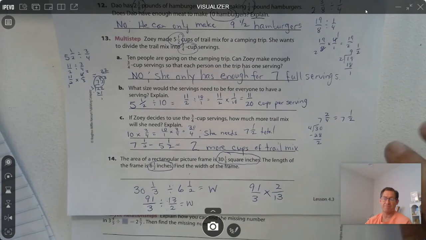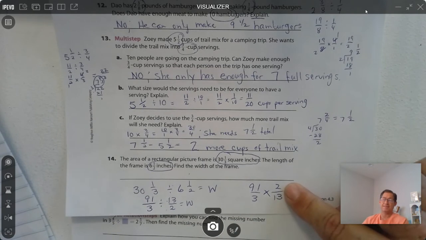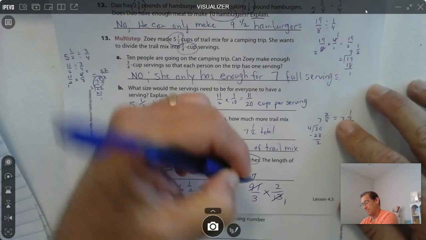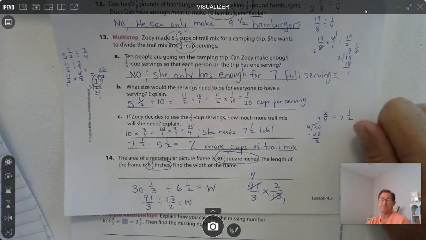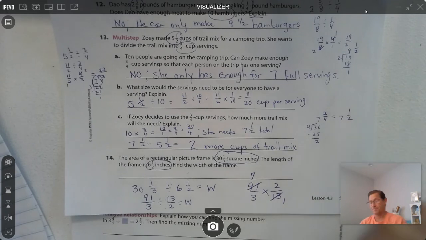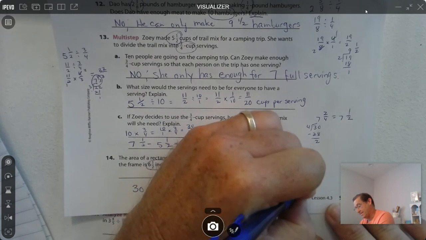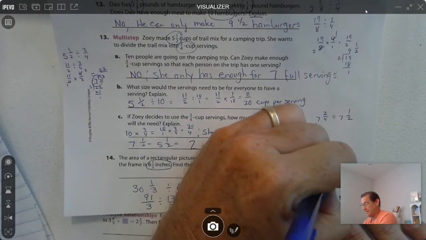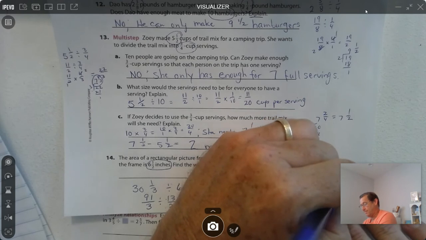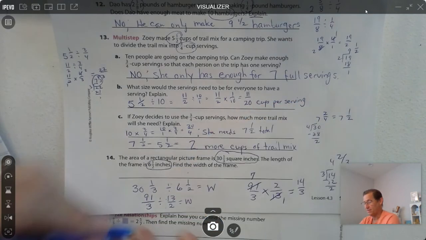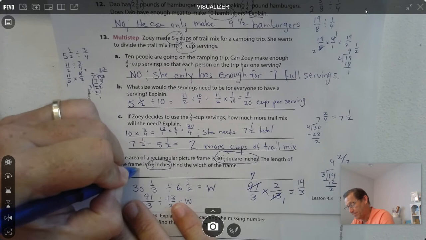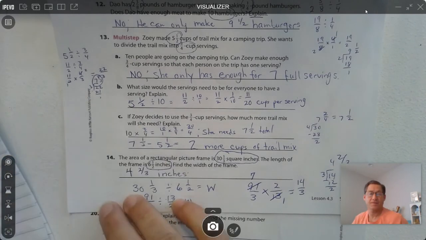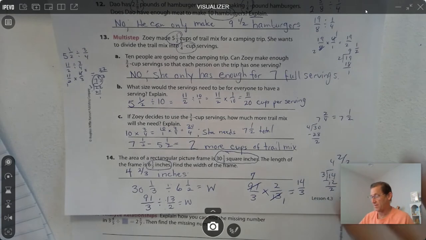Okay, 2 and 3 we can't simplify any further, but 13 is a factor of 91. If I multiply 7 and 13 together, I get 91. So we have 14/3 inches, which is the same as 4 2/3 inches. All right, let's go on to page 96.